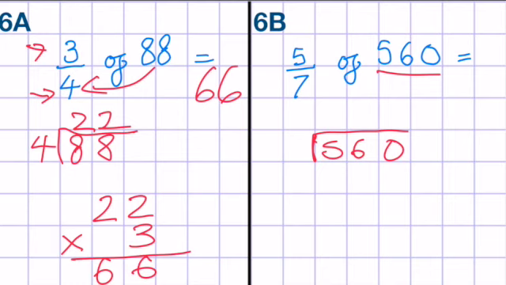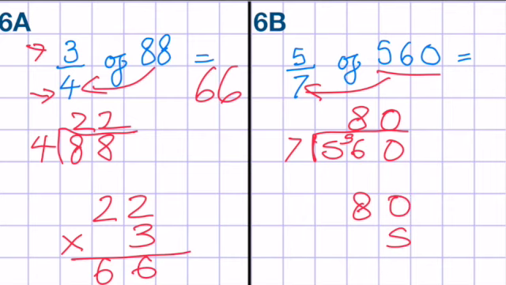If not, you do the written methods, no problem. So we do 560 divided by 7. 7 goes into 5 0 times, carry the 5. 7 goes into 56, 8, and we have a 0. And now you do 80 times 5. 5 times 0 is 0. And 5 times 8 is 40, 400.